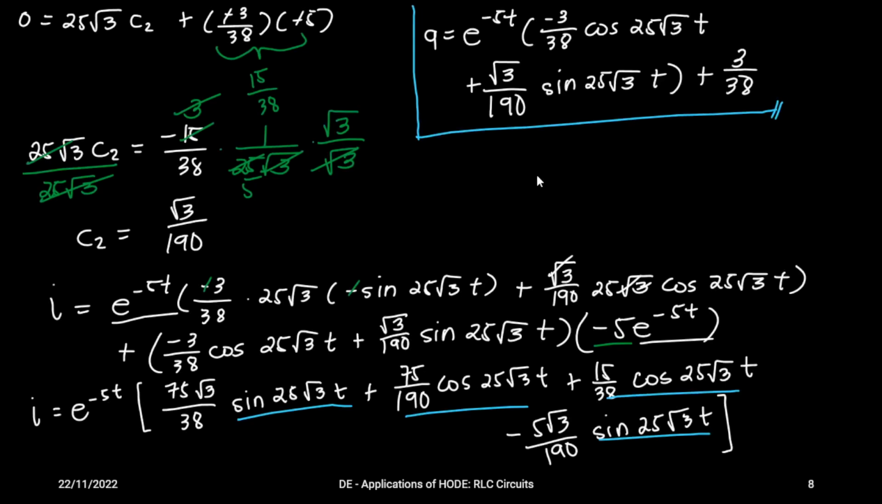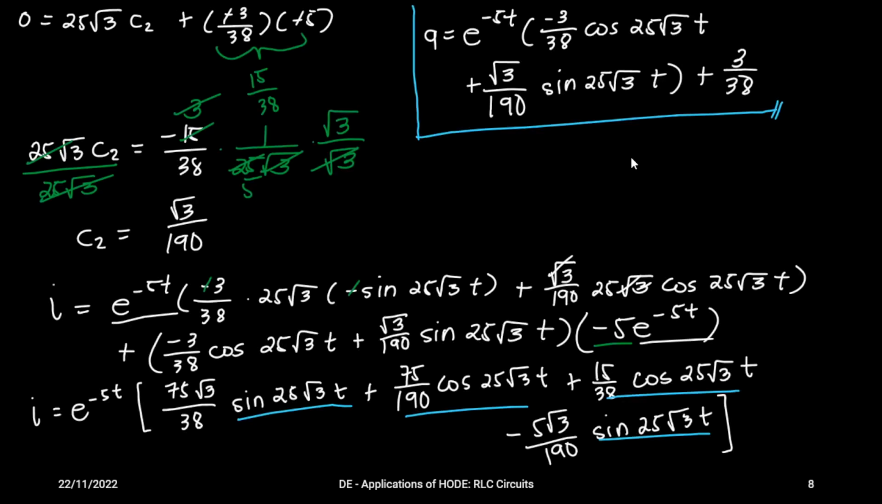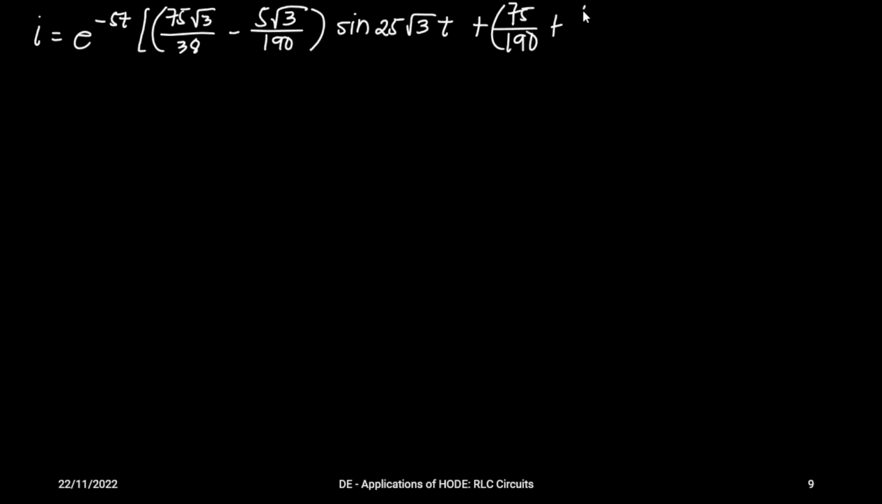Okay, so ano yung susunod natin dito? Yung cosine naman. No? So we have 75 over 190 plus 15 over 38. So we have plus 15 over 38 cosine 25 square root of 3t. Okay? So, the grouping is here, then here. So, combine natin to. No, so, remember, 38 and 190, ang kanilang LCD is 190. Ano yung kailangan ni 38 para maging 190? That is times 5. So, we're going to multiply 75 with 5.